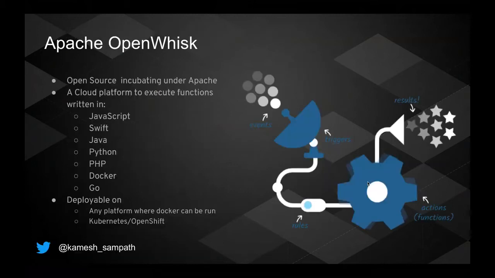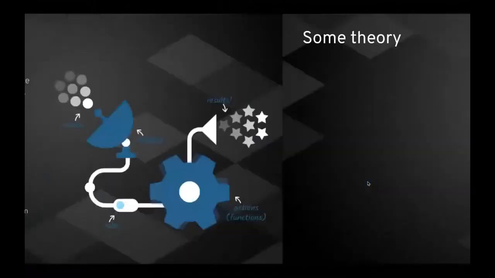All right. So why do we go with OpenWhisk? A quick intro: OpenWhisk is an open source product incubating under Apache, and it gives you a bunch of functional languages where I can write JavaScript, Swift, Java, Python, PHP, Docker, and Go. All I need is a platform where Docker can be run, right? And right now we are going to see how I deploy that on Kubernetes and OpenShift, and we already have something running on it. I'll show you how it looks when it's actually deployed on OpenShift.